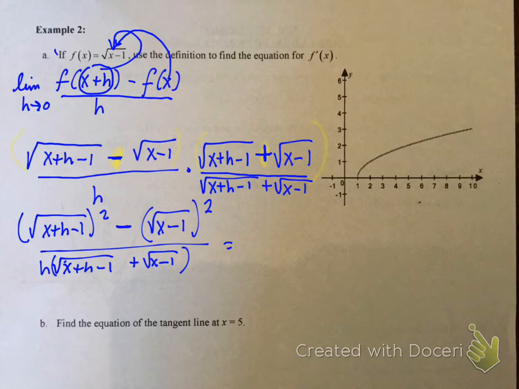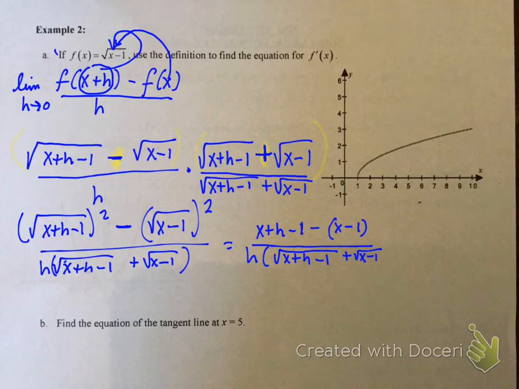So if I square this, squaring a square root basically eliminates the square root. So I get x plus h minus 1 minus, and once again, squaring a square root, I get x minus 1, all over h times the square root of x plus h minus 1 plus the square root of x minus 1.